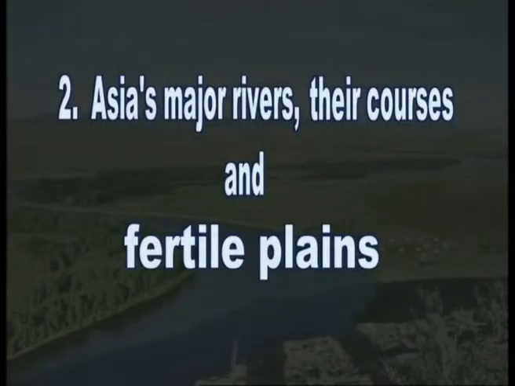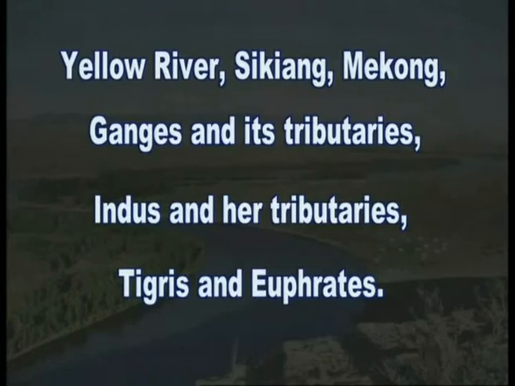Asia's major rivers, their courses and their fertile plains. Hundreds of rivers flow through the ridges in Asia, but the main rivers are the Yangtze, the Hongho or the Yellow River, Sikiang, Mekong, Ganges and its tributaries, Indus and her tributaries, Tigris and Euphrates.